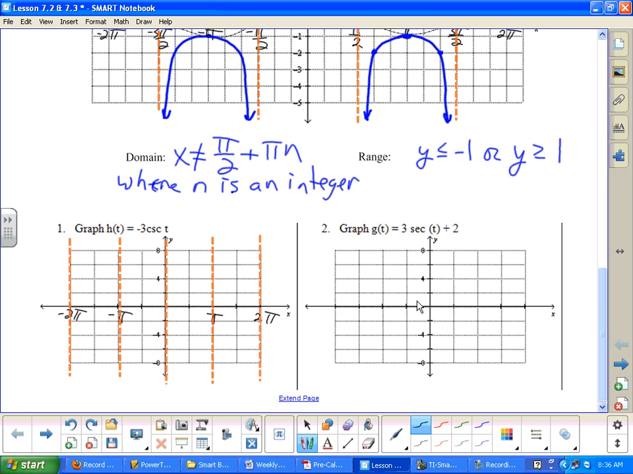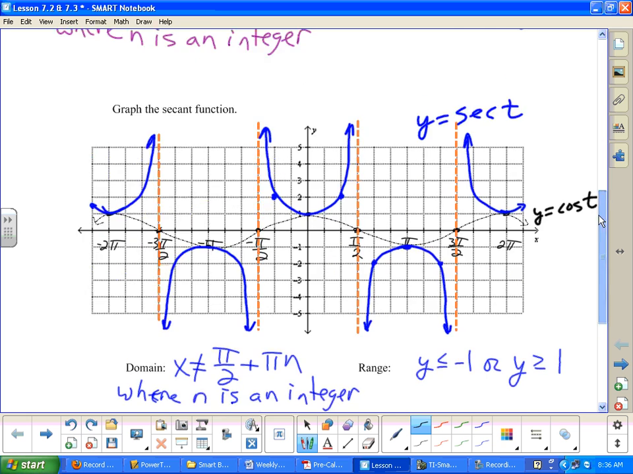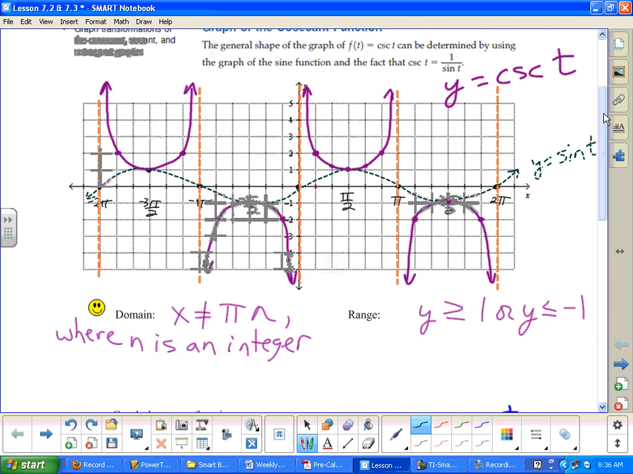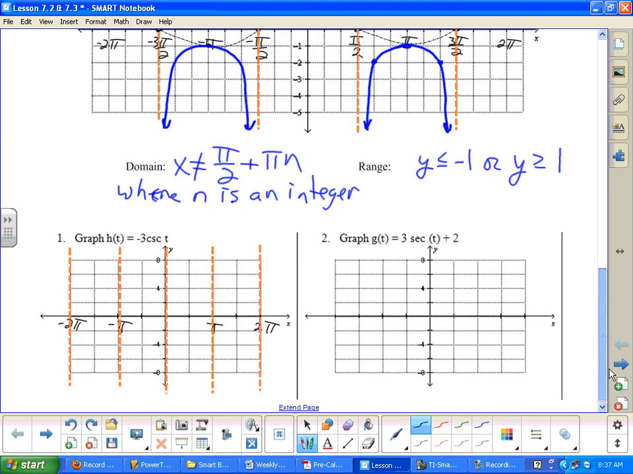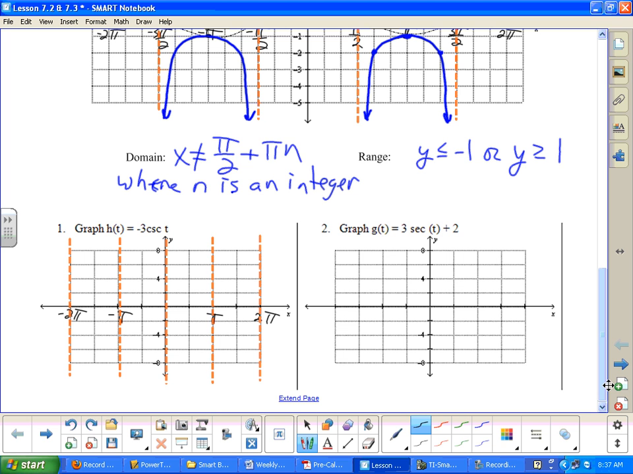Okay? So at pi over 2, we'll go there. All right? So at pi over 2, we had positive 1. So at pi over 2 on this one, it's going to be -3, because we're taking that positive 1 and multiplying it by -3. So this is going to be at -3 at pi over 2.